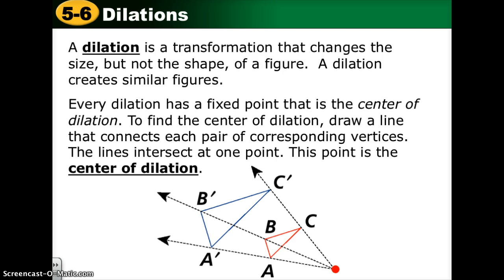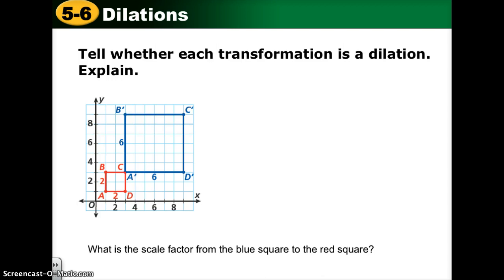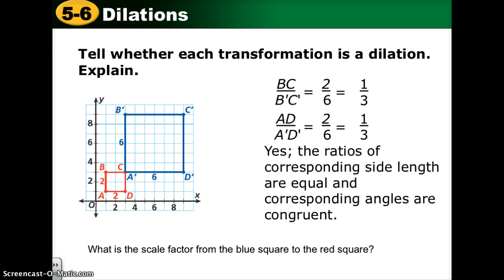By definition, a dilation is a transformation that changes the size, but not the shape of a figure. A dilation creates similar figures. Tell whether each transformation is a dilation. What we're looking for is, are the two shapes similar? If we compare the ratios, 2 to 6 and 2 to 6, the ratios of the corresponding side lengths are the same, and the angles are congruent. Just a side note, what is the scale factor from the blue square to the red square? From blue to red, from 6 to 2, we have to multiply by 1/3.